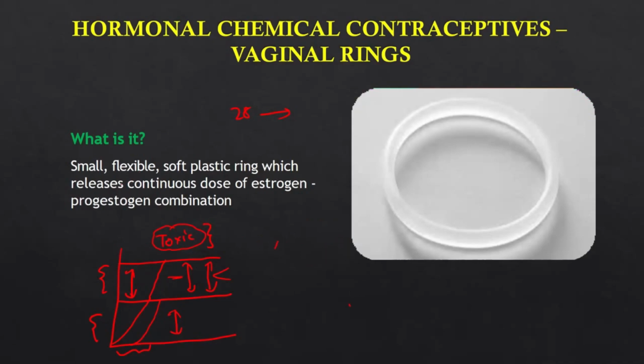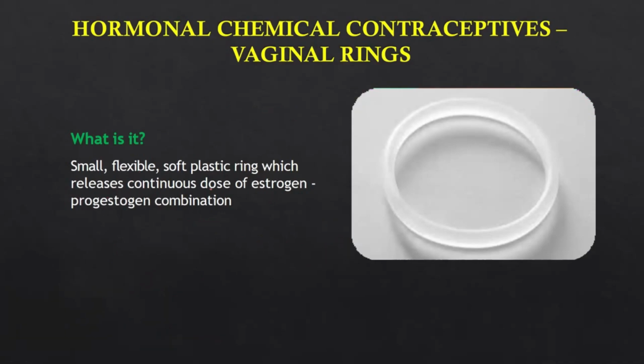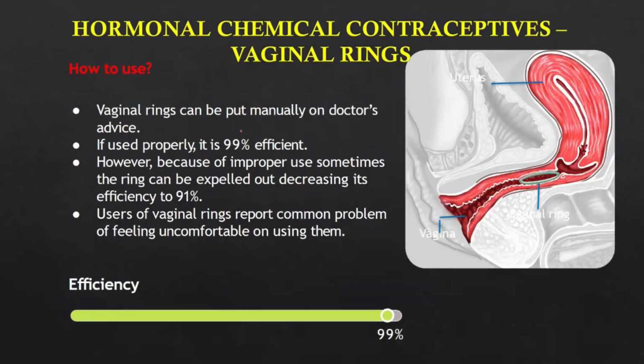So the next one is vaginal rings. These are small, flexible, soft plastic rings that are kept in the female reproductive tract, in the vagina. Okay. So these are squeezed and inserted into the vagina. Remember that they contain the drugs estrogen and progesterone combination. Okay. So it has 99% efficiency, but there is a drawback that if it is not inserted properly, it can be expelled out.